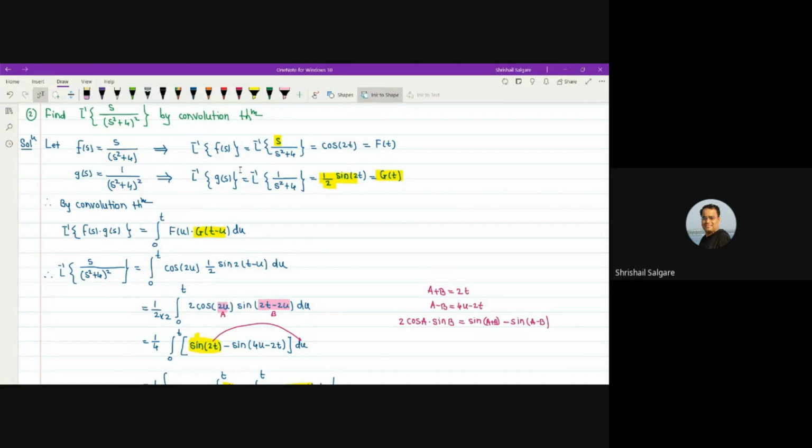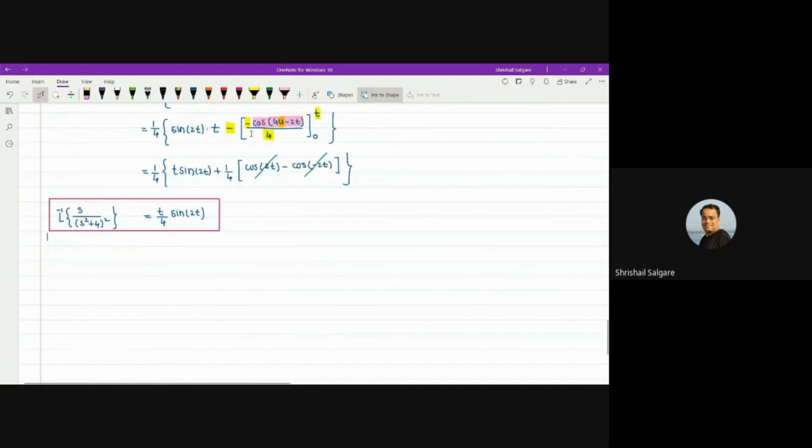If not, I will continue with the next example. Third, find L inverse of 1 upon S into S plus 3 bracket square by convolution theorem.